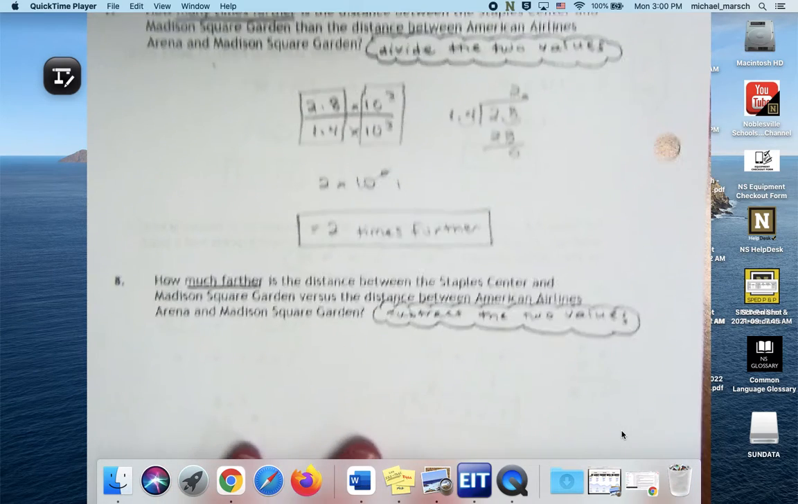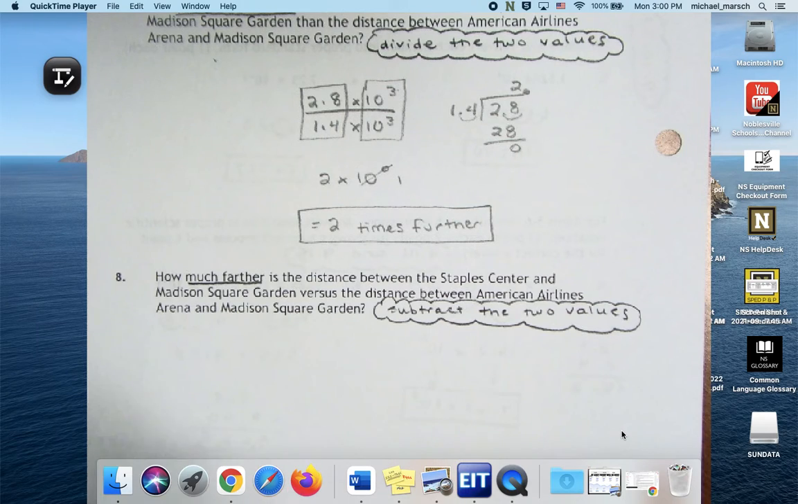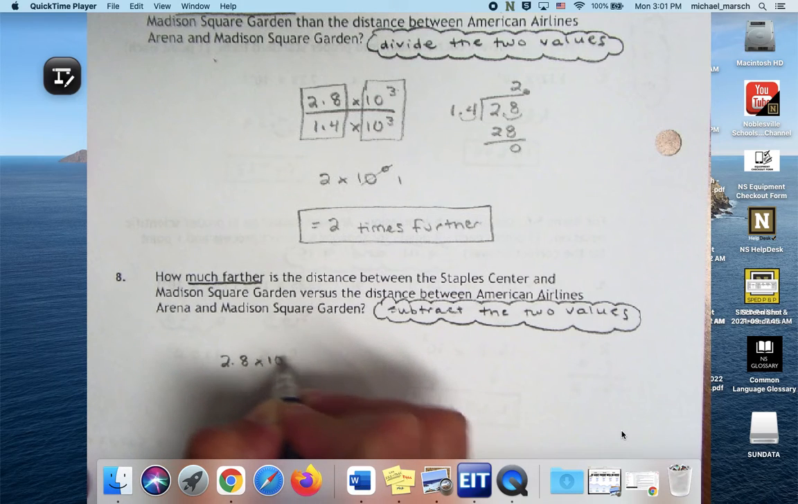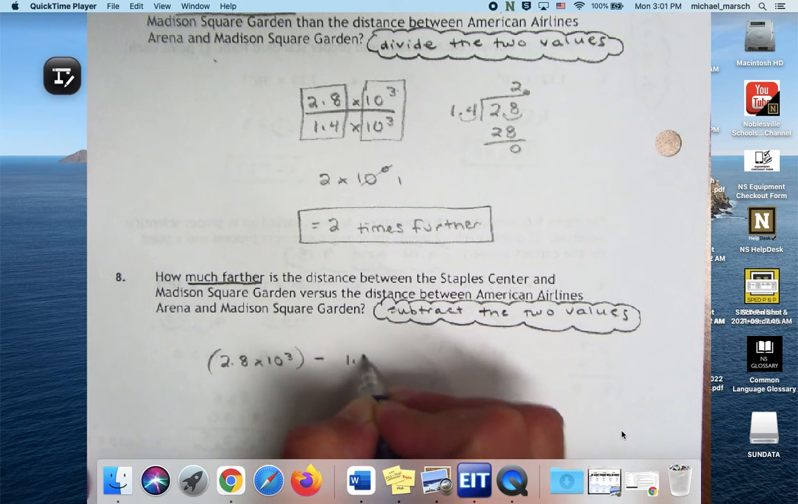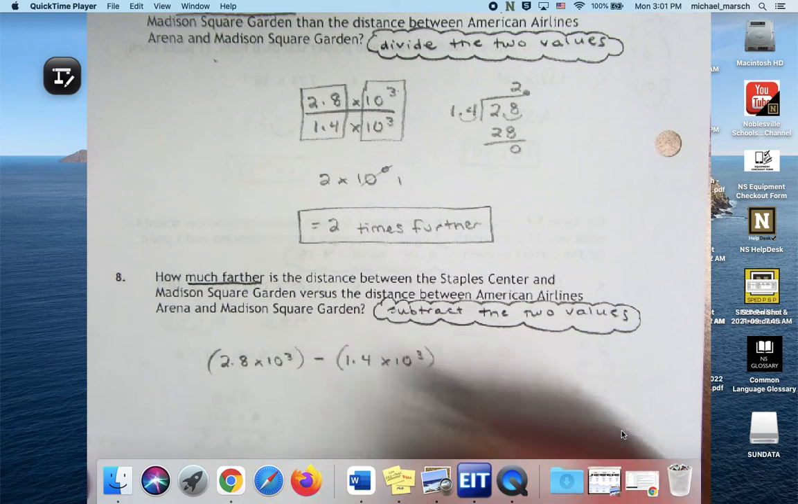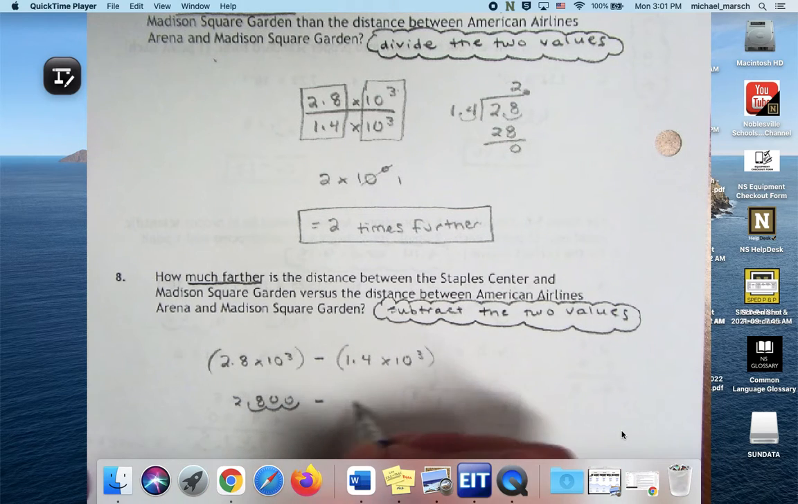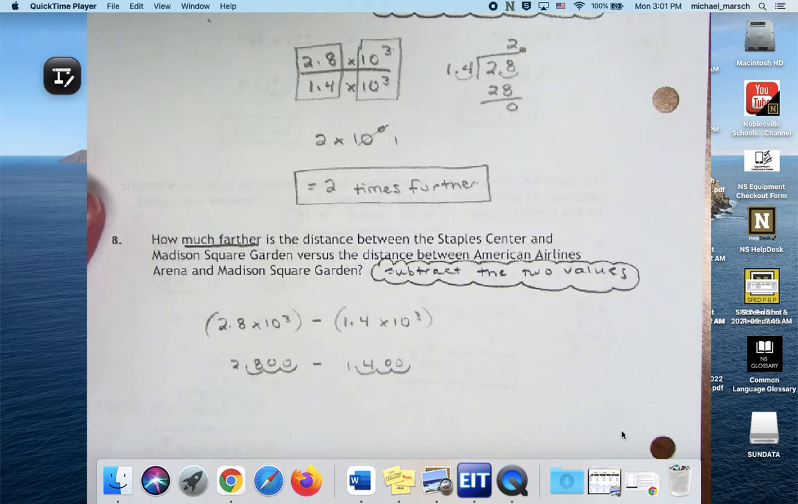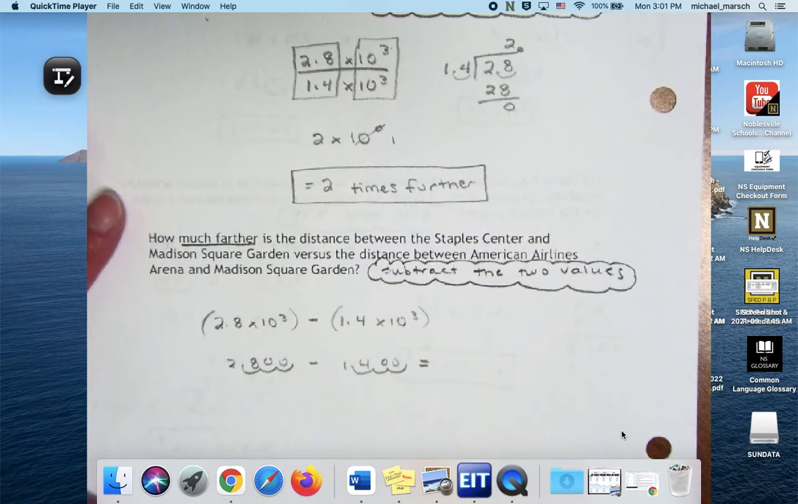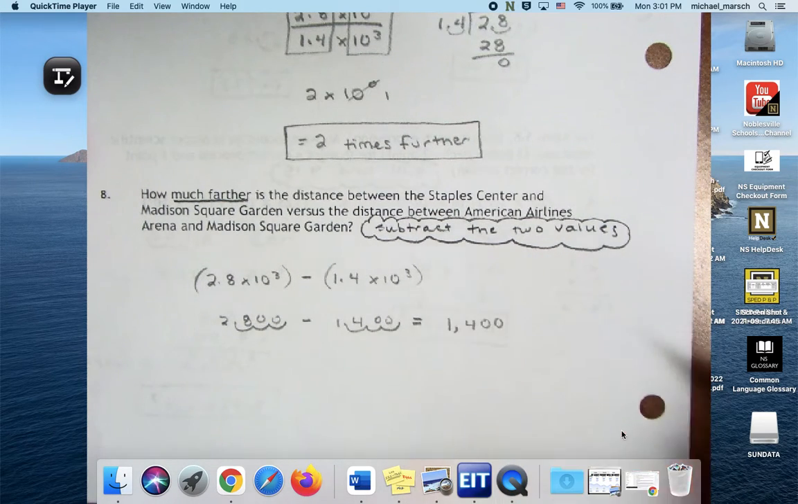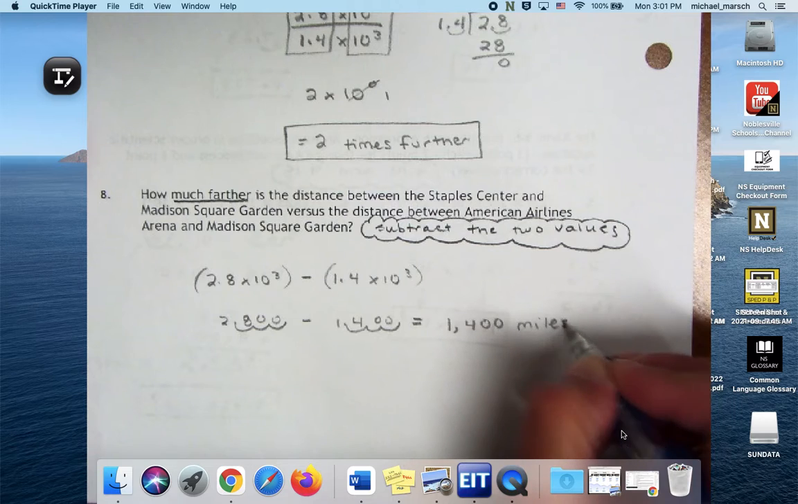Okay, now we want to know the actual distance. How much further is one to the other? So we have the 2.8 times 10 to the third minus 1.4 times 10 to the third. So we get 2,800 minus 1,400, once I move all those decimals and change them. So we don't even have to put that back into scientific notation. Our answer is just 1,400 miles.